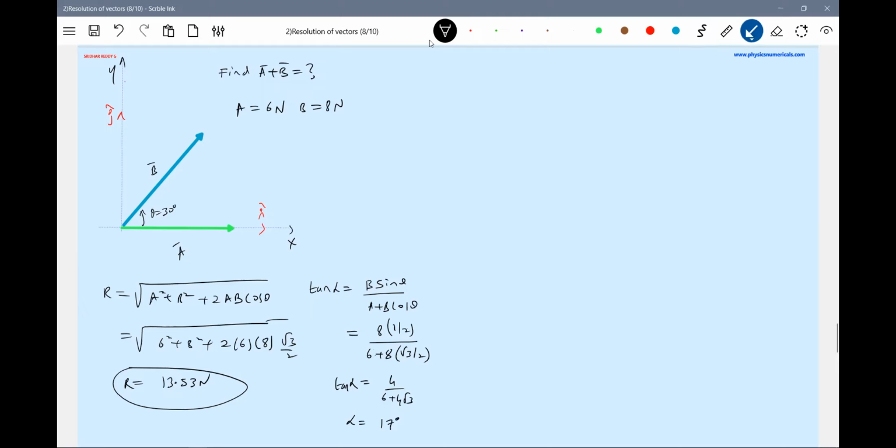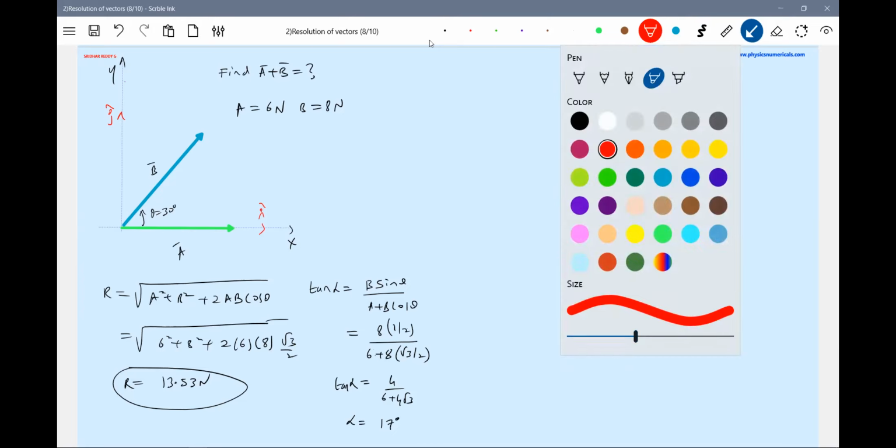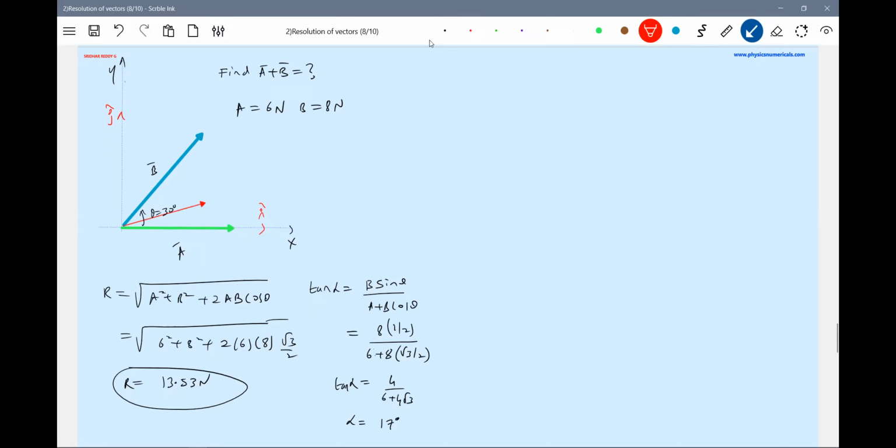What is alpha? The angle made by the resultant. So where is the resultant? Can you show the resultant vector? Yes, the resultant vector will be here. It should make an angle of 17 degrees. What is the length? 13.53. There's the length.